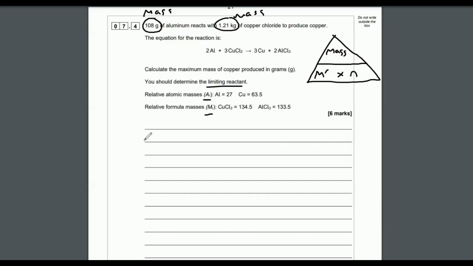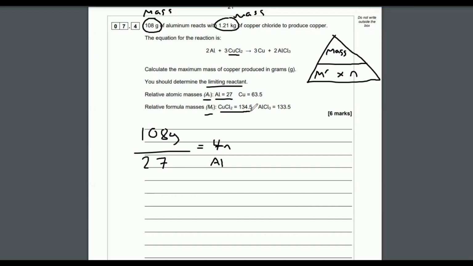So my aluminium is 108 grams. And I want to do mass over Mr to work out the moles. The Ar of aluminium is 27. So we're doing 108 over 27. So we go 108 divided by 27. And that is, I have 4 moles of Al. Beautiful.